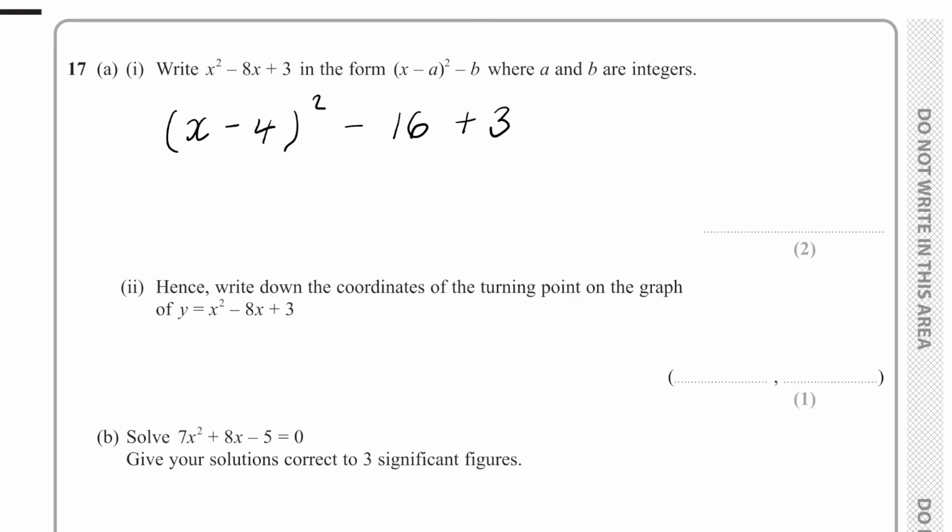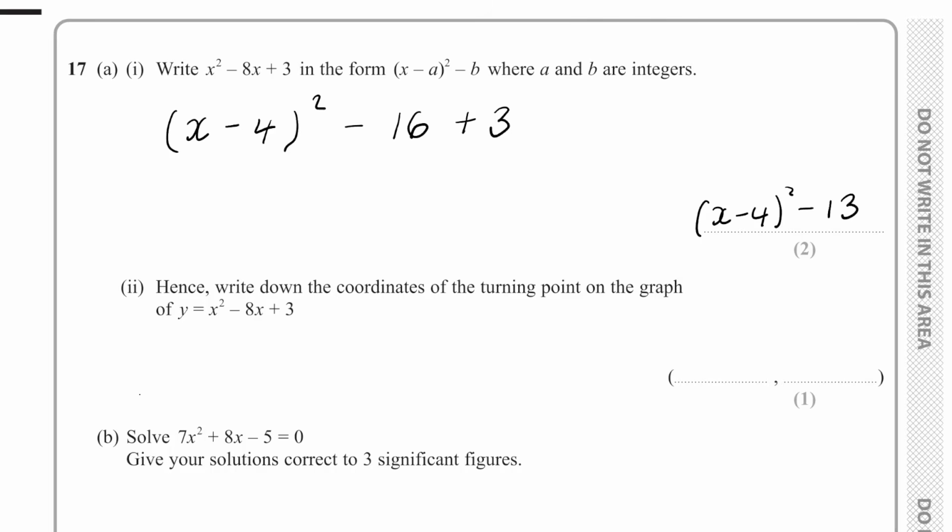So if we expanded x minus 4 times x minus 4, we'd get x squared minus 8x plus 16. So we take away the 16, which means that this part is identical to x squared minus 8x, and then we've still got the plus 3 on the end. And then to simplify it, we've got x minus 4 squared, negative 16 plus 3 is negative 13.